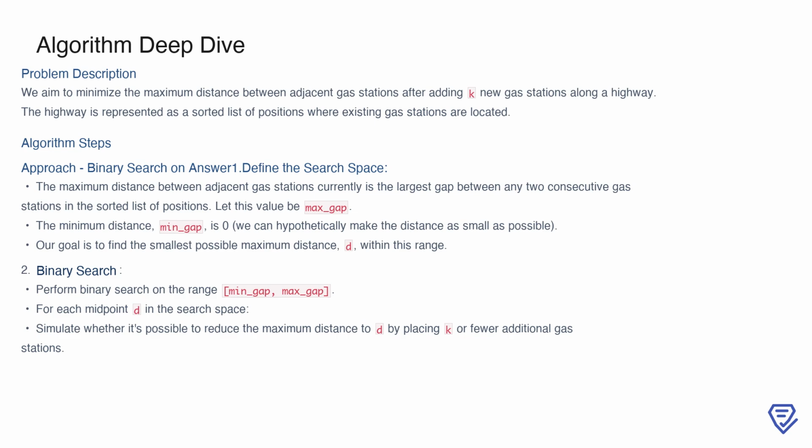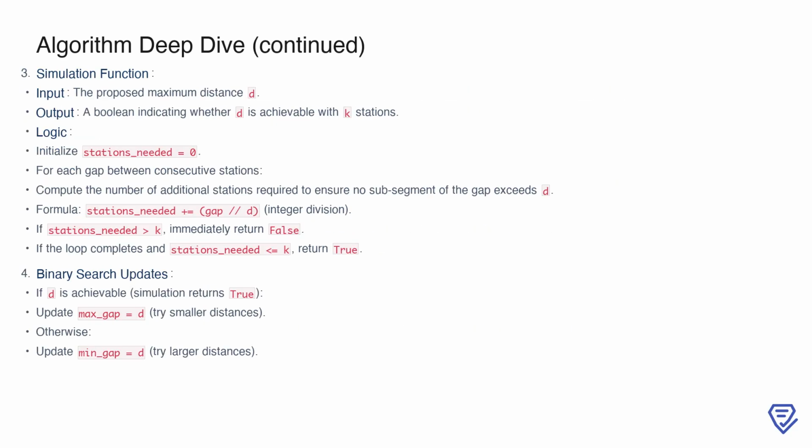For each midpoint d in the search space, we simulate whether it's feasible to achieve this maximum distance by placing k or fewer additional gas stations. The simulation function plays a critical role here. It takes the proposed maximum distance d as input and outputs a boolean indicating whether this distance is achievable with the given k stations. The logic involves initializing a counter, stations_needed, at 0.